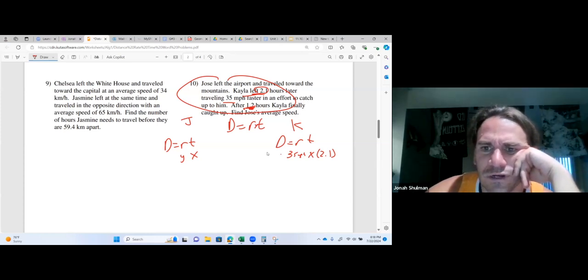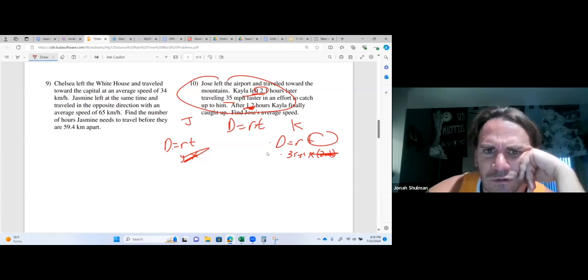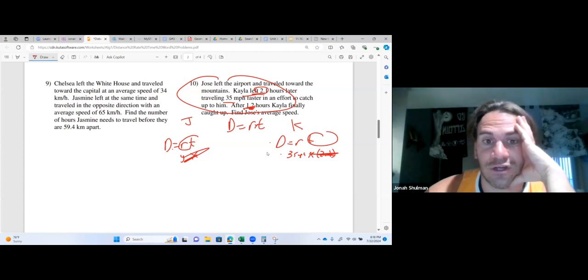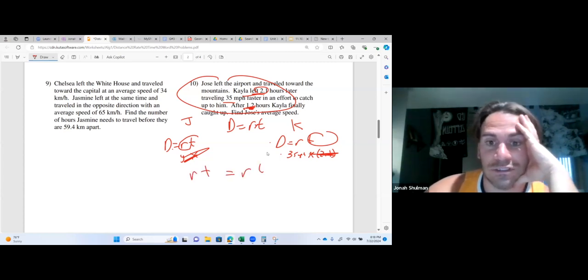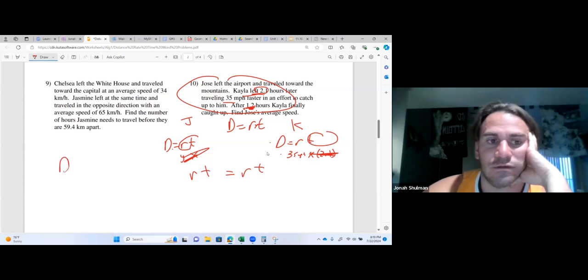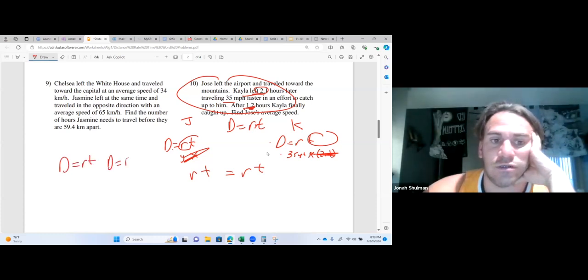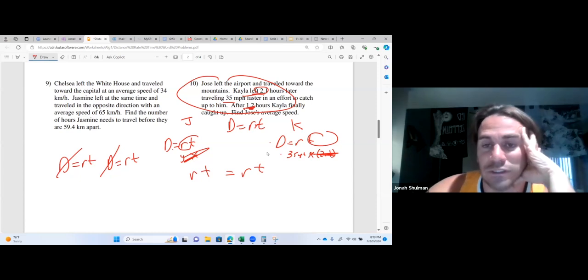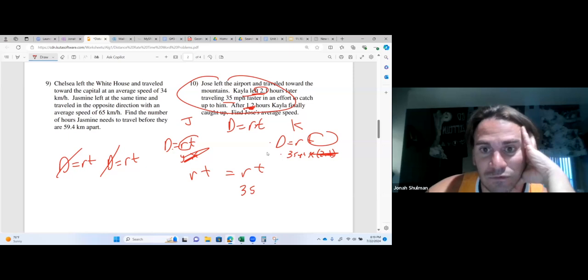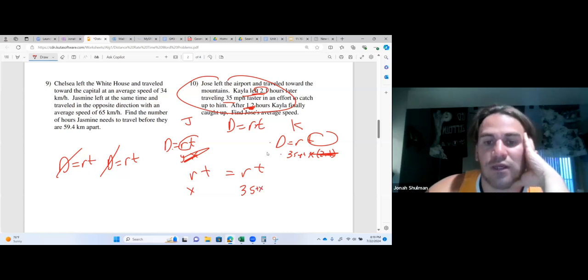So we don't really know what these are. After 2.1 hours, they're matching up for distance. The distances are going to equal each other because they caught up. So I can do RT equals RT on this side because the distance is going to match. She's going 35 miles per hour faster than him, right? And we need Jose's average speed. So that's X, and this is 35 plus X, okay?